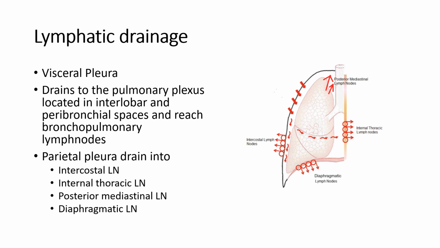Lymphatic drainage from the visceral pleura goes through the pulmonary plexus located in the interlobar or peribronchial spaces to reach the bronchopulmonary lymph nodes, which are near the hilum. And the parietal pleura drains into various groups of lymph nodes: intercostal lymph nodes, then on the medial side into the internal thoracic lymph nodes, and posterior mediastinal lymph nodes posteriorly, while inferiorly into diaphragmatic lymph nodes.